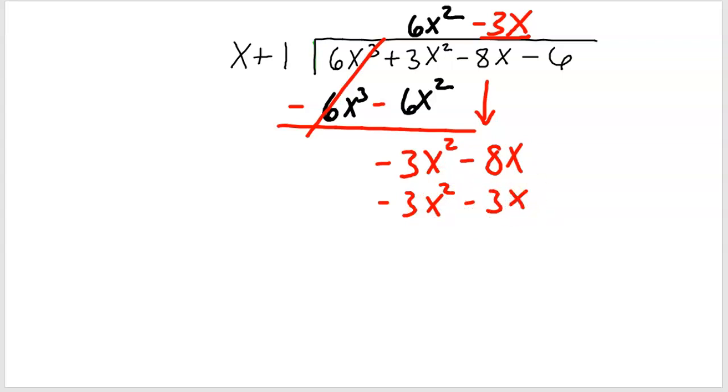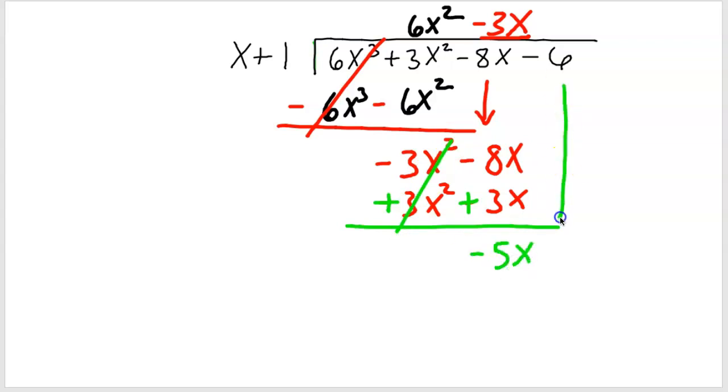And now what we do is we subtract it, right? So I'm going to go through and subtract these. So since they're already negative, when I subtract them, they're going to become positive. So we just change the signs. That cancels out. Negative 8x and 3x makes negative 5x. Bring down the negative 6 and repeat again.